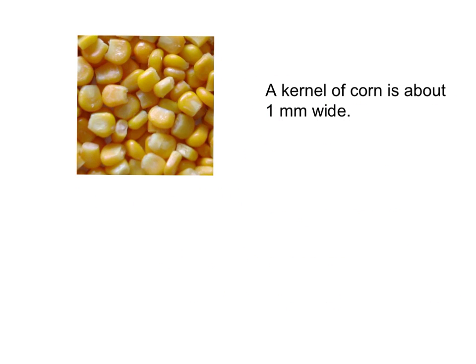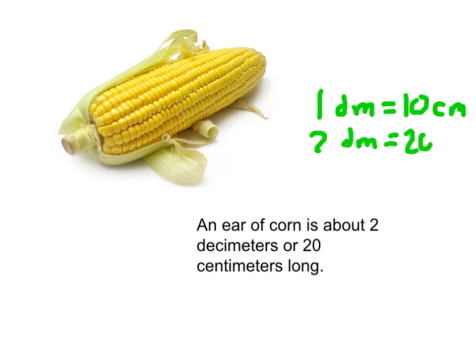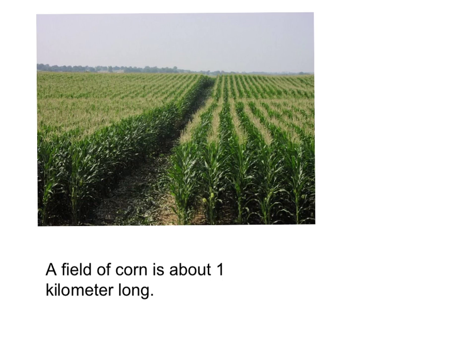To give you an idea about how large each of these is, a kernel of corn is about 1 millimeter wide. An ear of corn is about 2 decimeters long, or that's 20 centimeters, since 1 decimeter does equal 10 centimeters. So that 2 decimeters equals 20 centimeters. A young corn plant is about 1 meter tall. A field of corn is about 1 kilometer long.